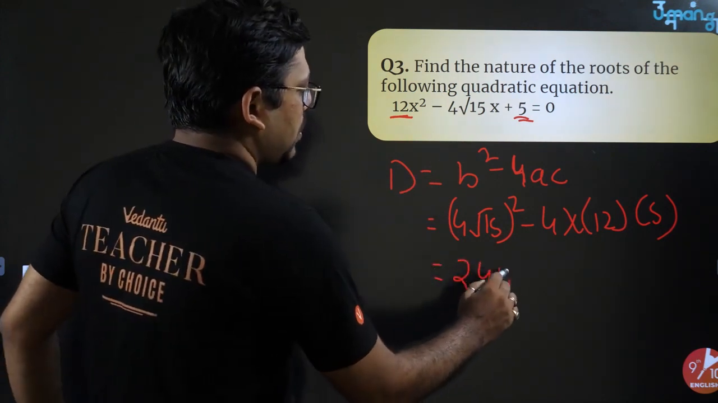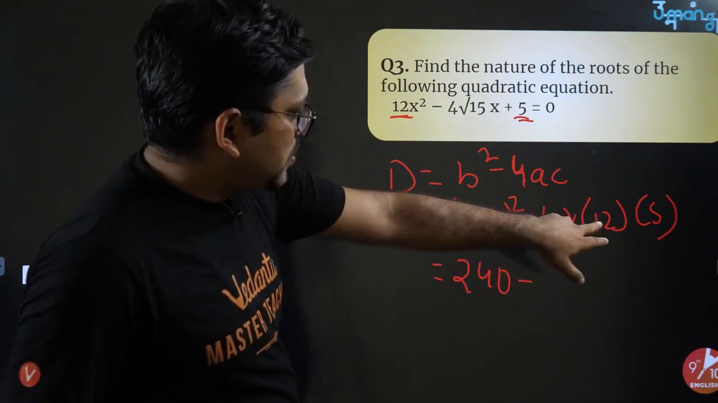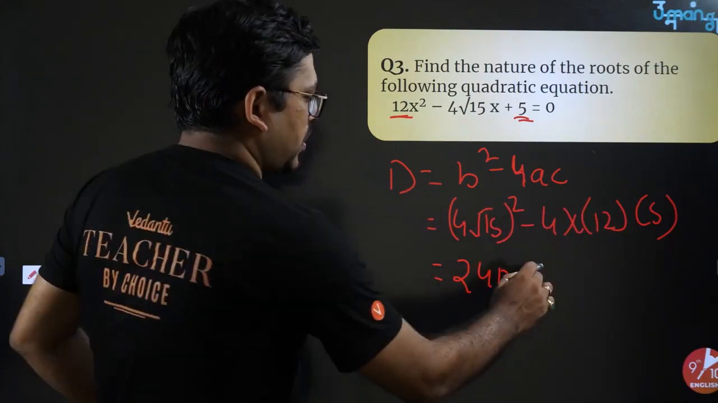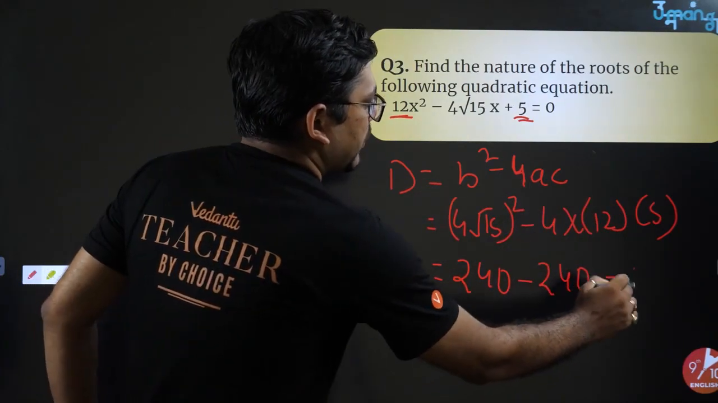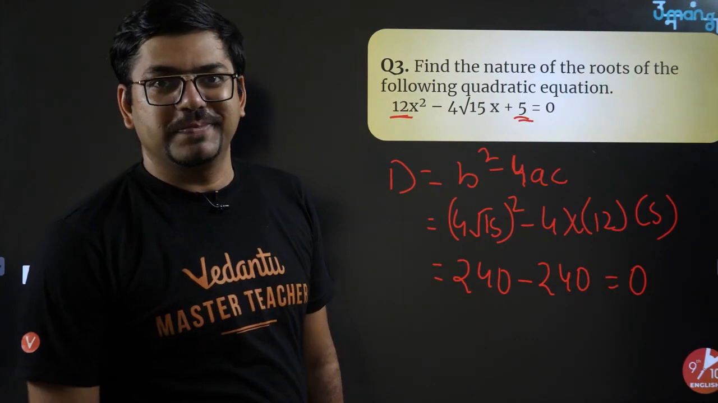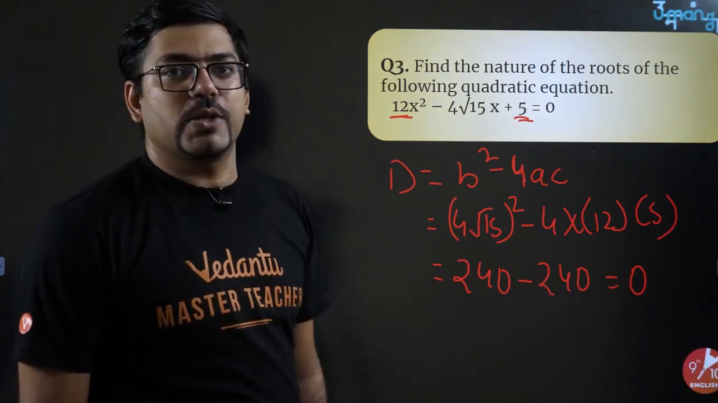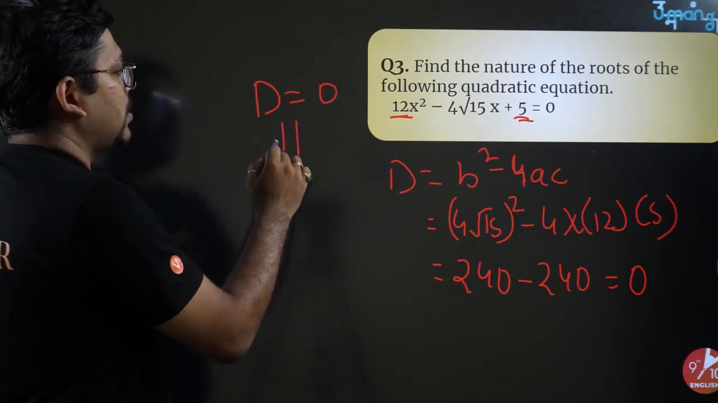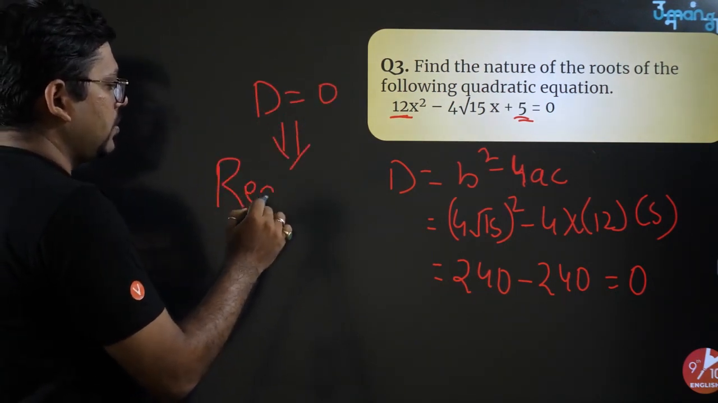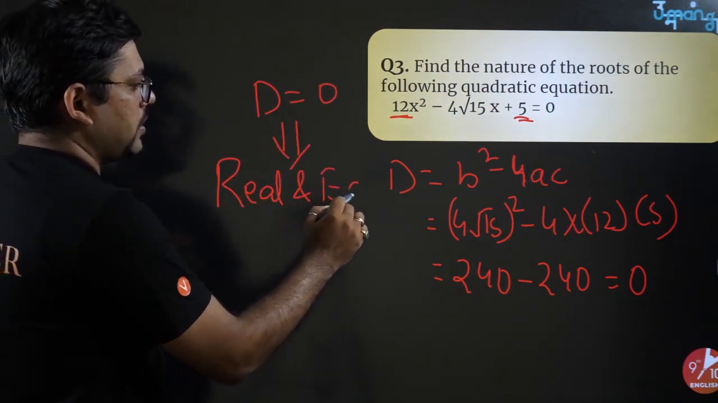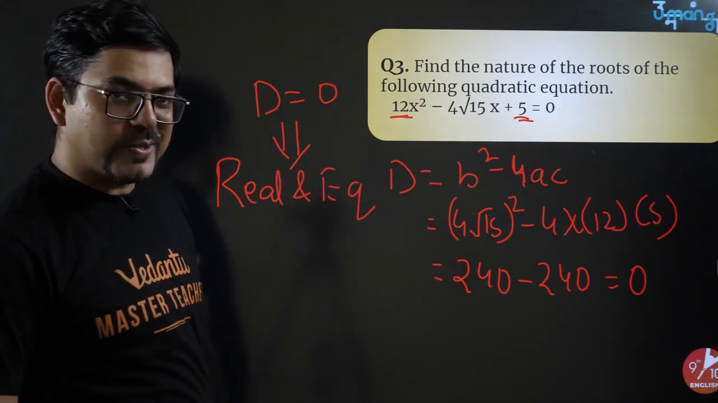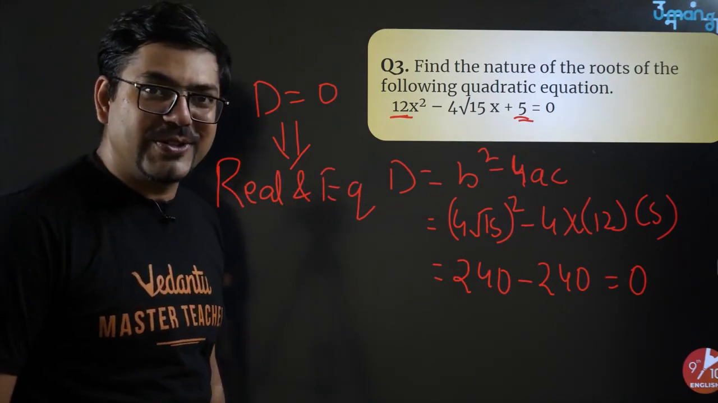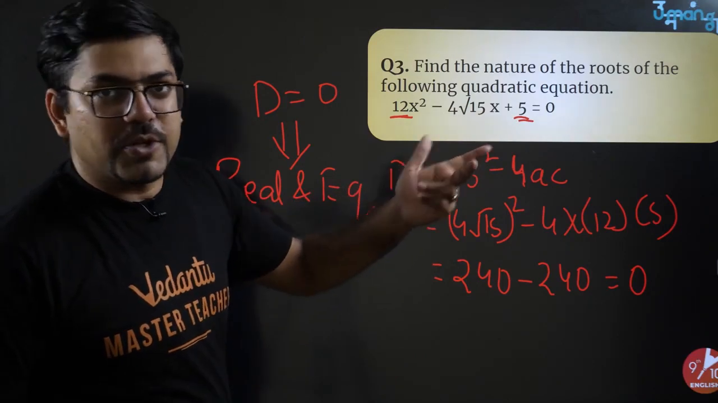This is 240 minus 4 times 12 times 5, that is 60 and 4, 240. So 240 minus 240 value is 0. Yo-yo, isn't it? So here you got a value 0. Once you got d equals to 0, I guess you know what's the criteria. Here the roots will be real and equal, isn't it? Real and equal zeros. So you got real and equal zeros. Question is saying only that much, so yeah, we got it.